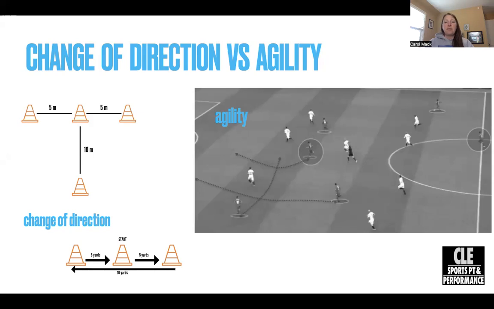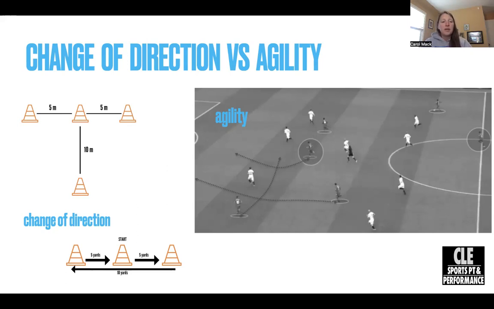These are pre-planned. We have the cones set up. The athlete knows exactly what they're going to have to do and executes that movement. These are things that we use a lot. Honestly, I use these a lot in rehab with athletes, looking to see whether they can plant and cut to one side equally to the other side.